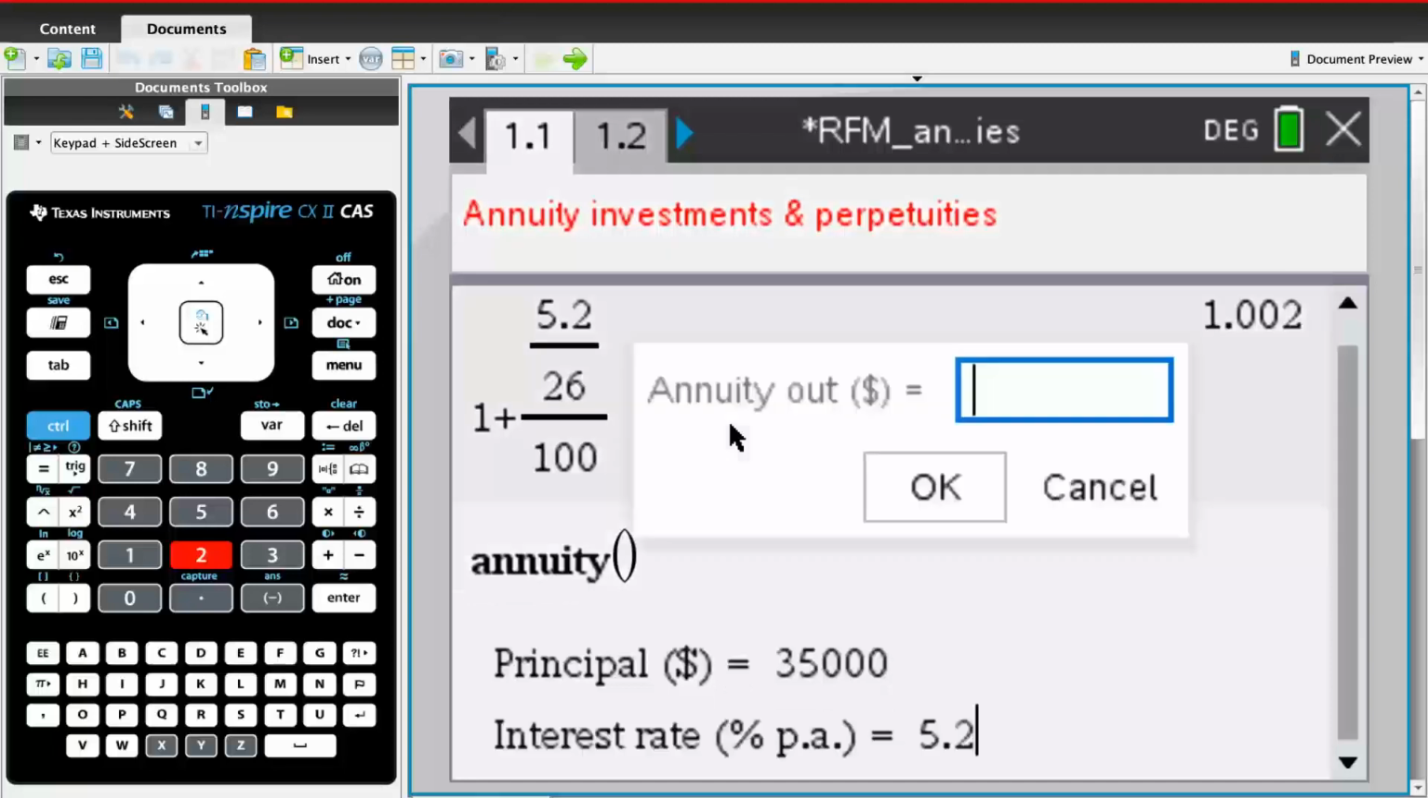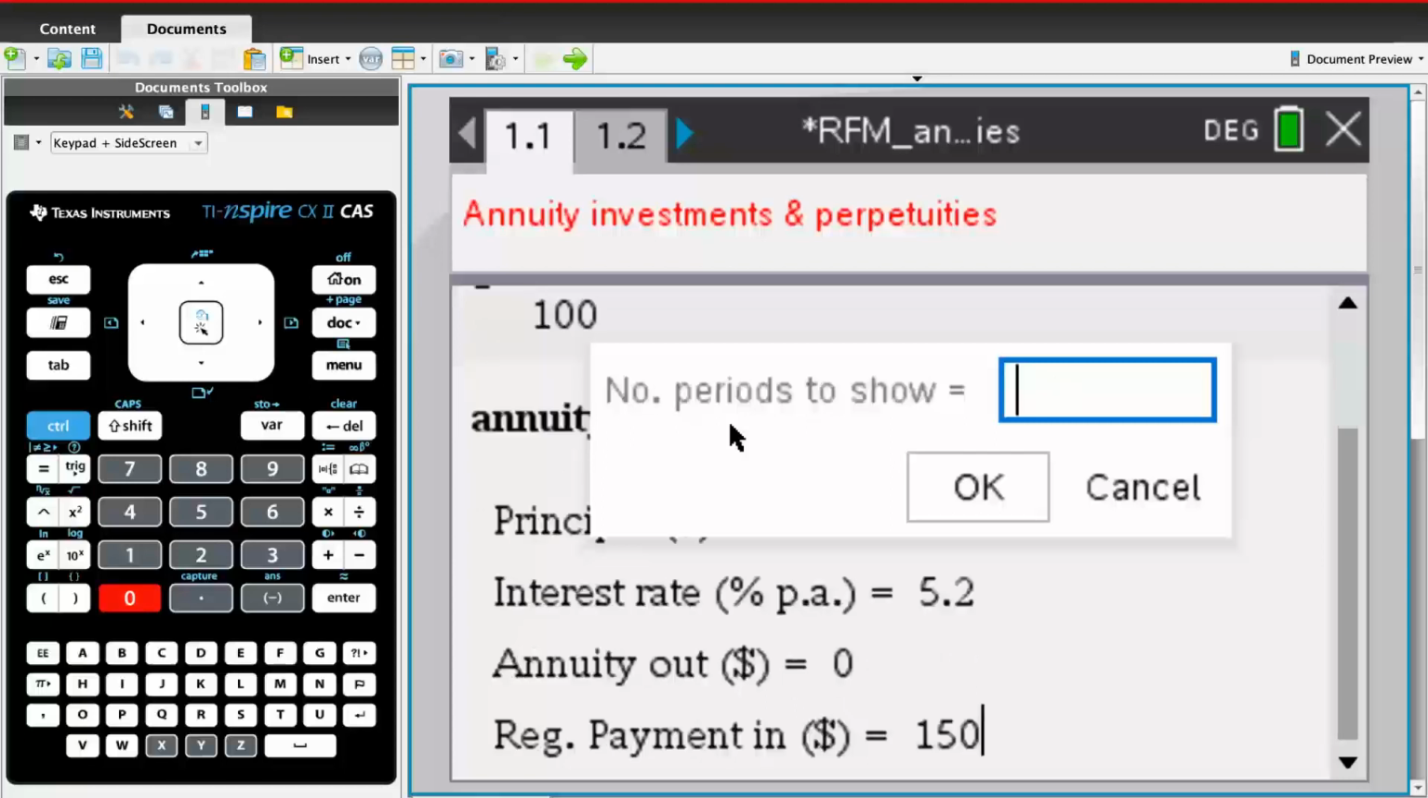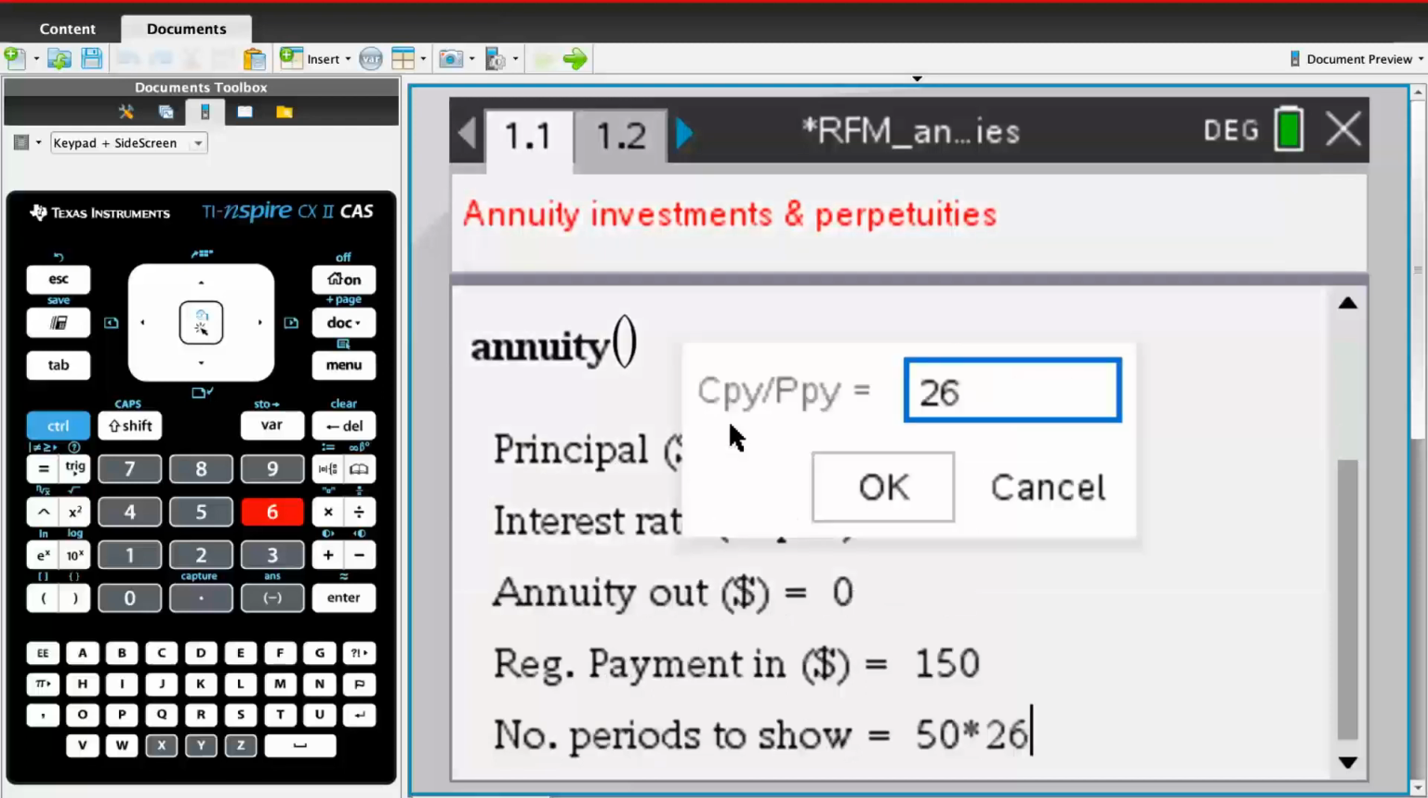The annuity out, so that means is Hank taking money out of the investment account? No, he's not. So we can put a 0 there. And is he putting anything in? Yes, he is. He's putting $150 in every fortnight. And the number of periods that we want to show is the entire length of it. So 50 lots of 26, and that should take him up to an age of 70. And there are 26 compounding periods and payment periods per year.